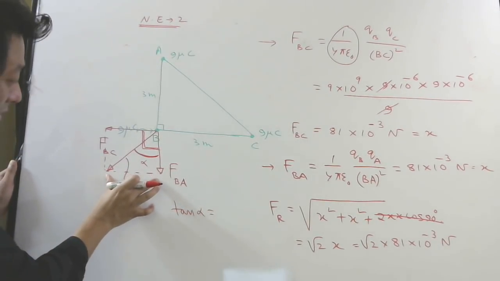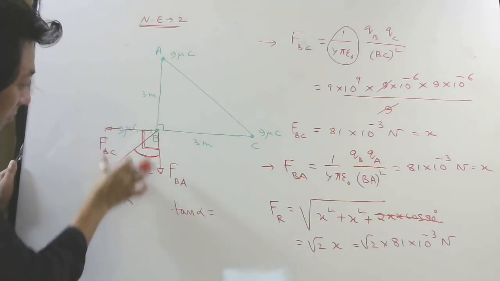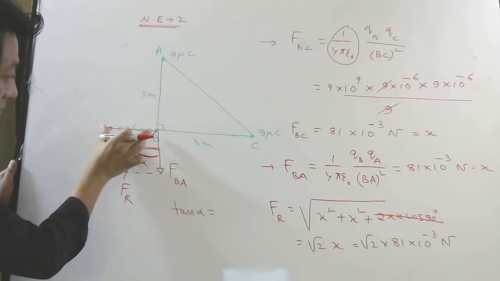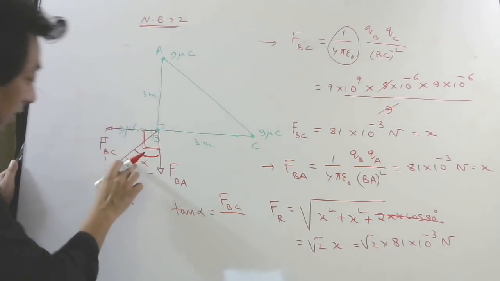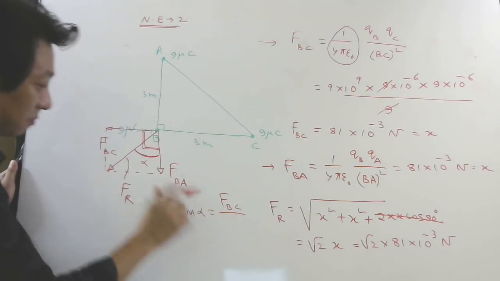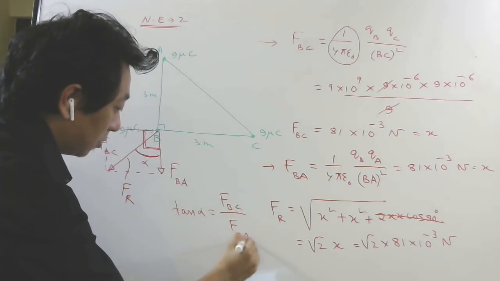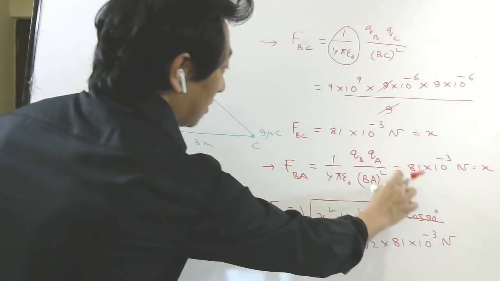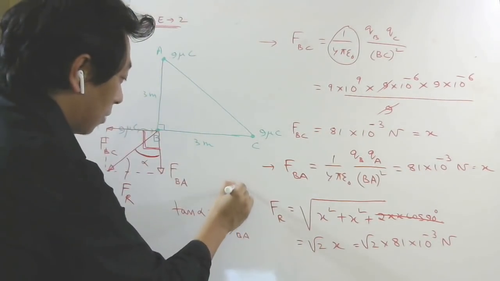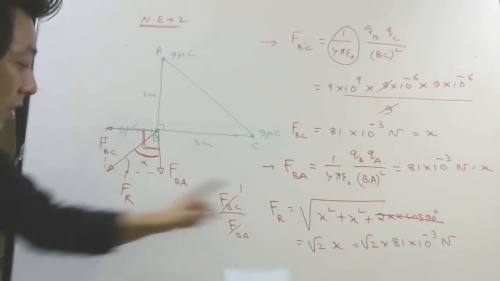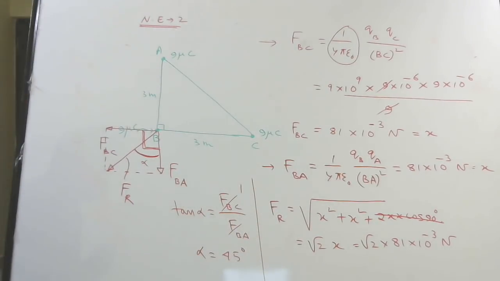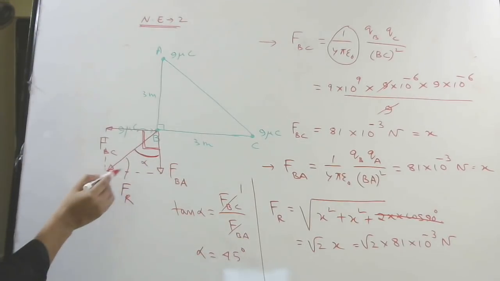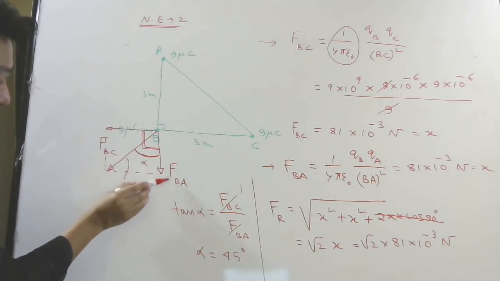So what is the opposite side of this right angle triangle? This is same as this. And what is the length of this vector? Magnitude, FBC. And adjacent of this triangle is this side, which is FBA. But we know both of the vectors have same magnitude, X and X. So this will cancel, 1. And if tan of angle is 1, angle must be how much? 45 degree. So this will give you direction of the resultant force, which means the resultant force makes angle alpha with this force, FBA.